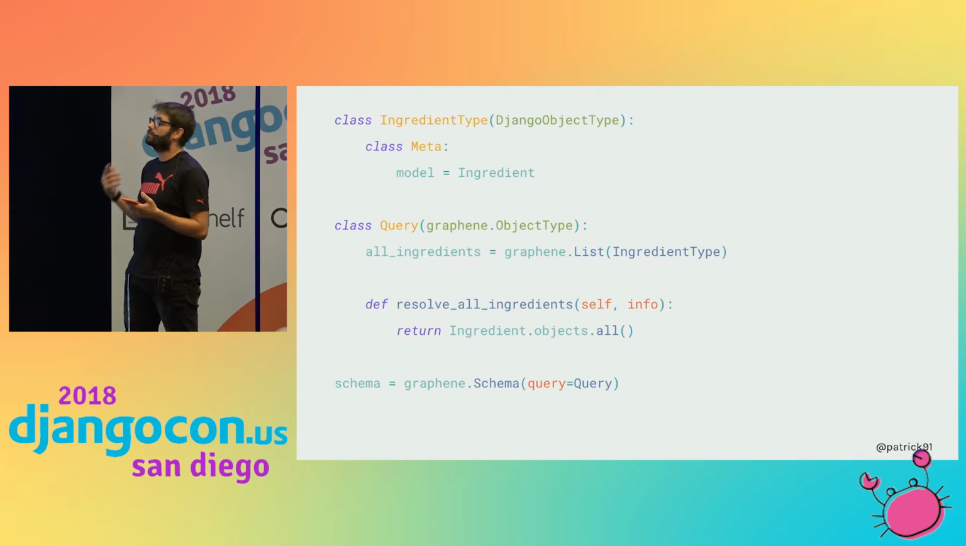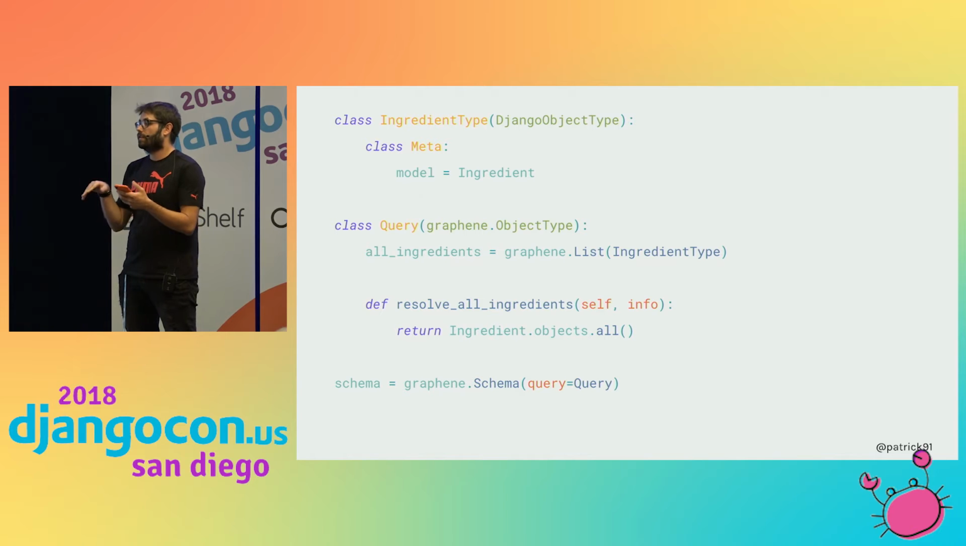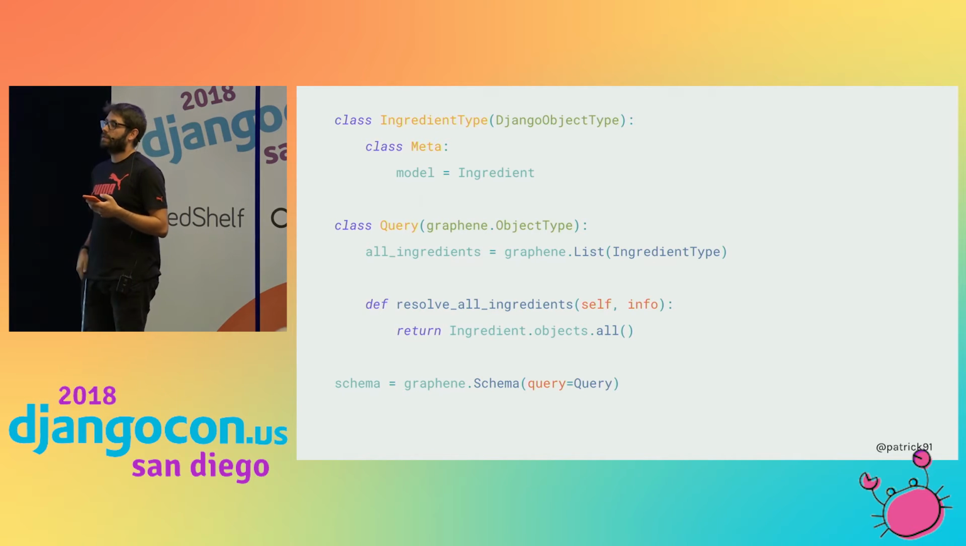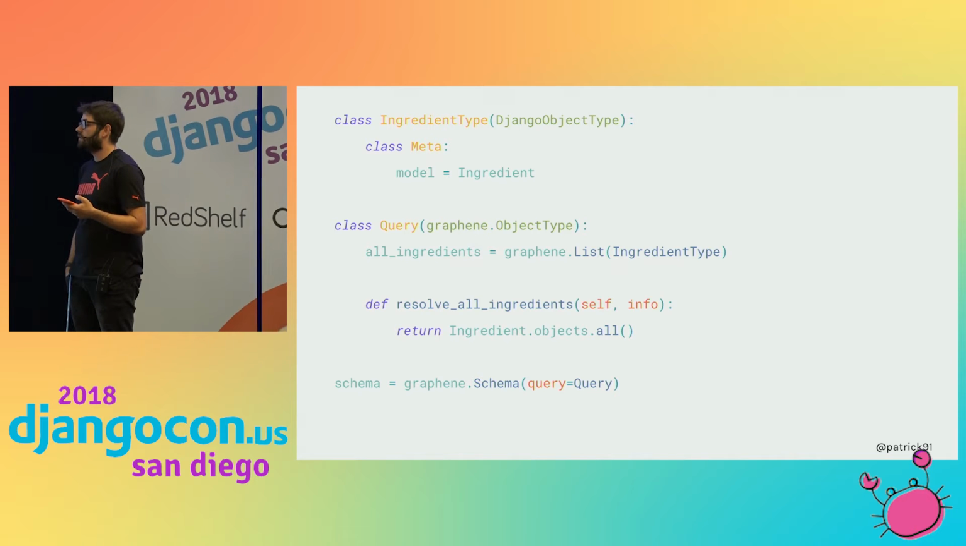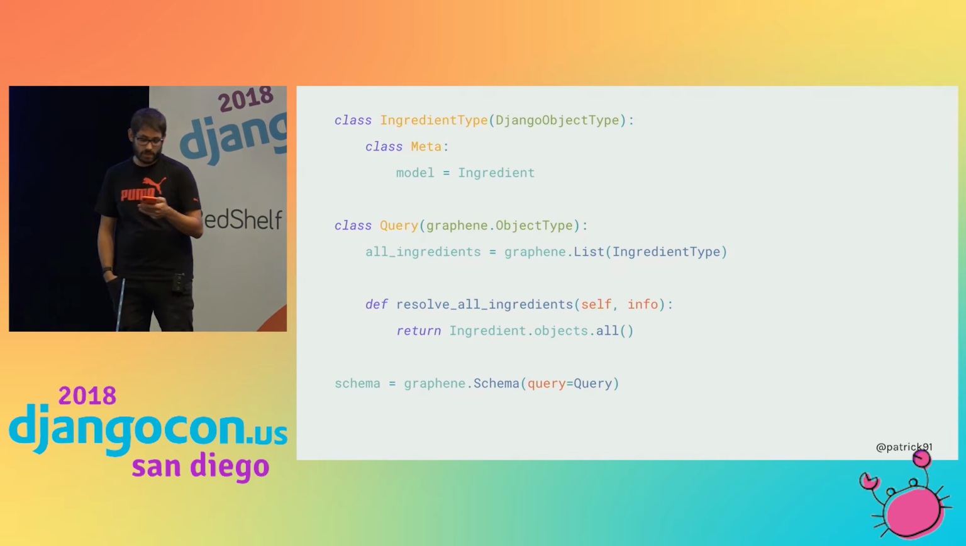You can basically use the models to create the GraphQL types without typing again all the fields that you have. And then in the resolver function, you can just return a queryset, which is basically going to be converted by Graphene to GraphQL types.